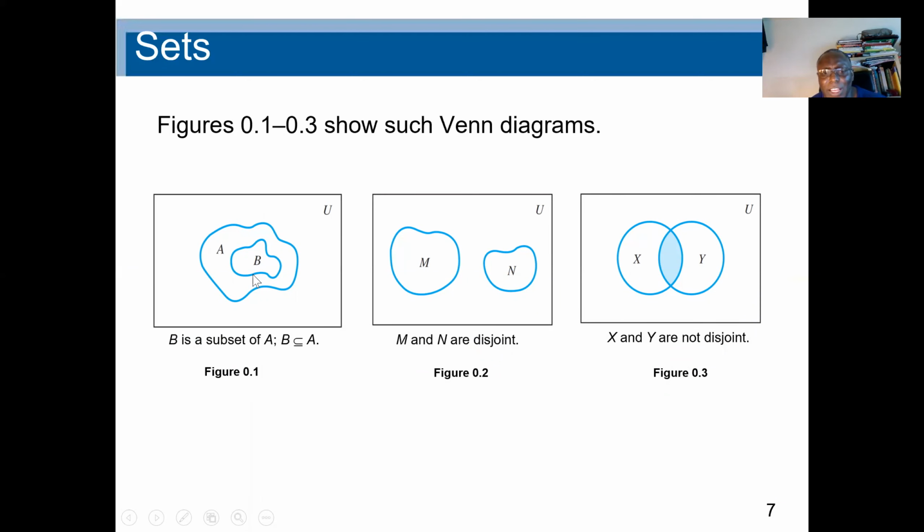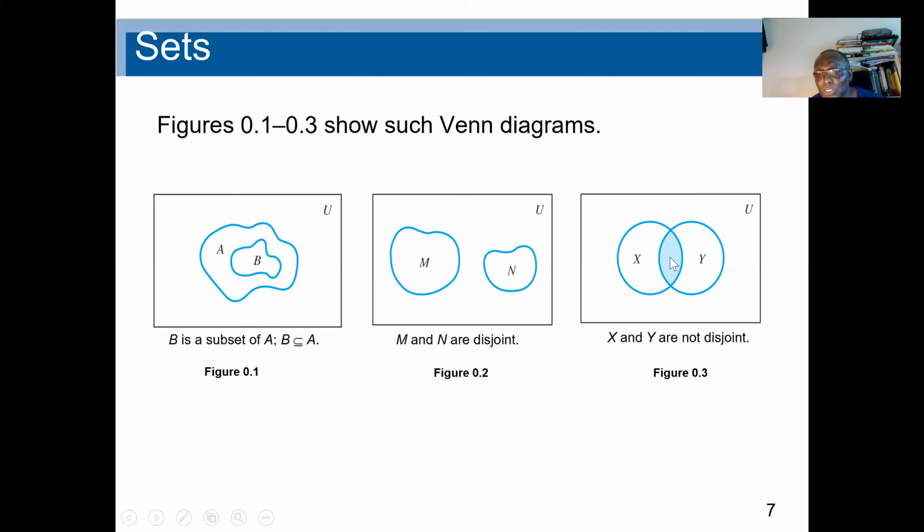So we use the Venn diagram to explain the subset. We can see everything inside B is also inside A, so B is a subset of A by looking at the Venn diagram. This is A, very large, and B is inside. Here we have a disjoint. We can see everything in M is not in N, so they are two separate disjoint sets.